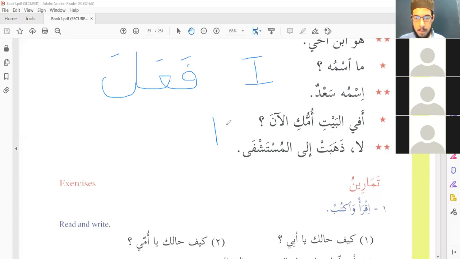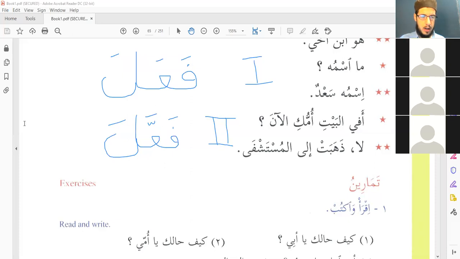And then we learned pattern 2, which is simply this, but to double the middle letter. Fa''ala. So with a shadda on the middle letter, whatever it happens to be in that particular verb. So jalasa becomes jallasa. 'Alima becomes 'allama. Dhahaba becomes dhahhaba, etc., etc. Now, what meaning is achieved by doubling this middle letter? There are 3 possible meanings that are achieved.